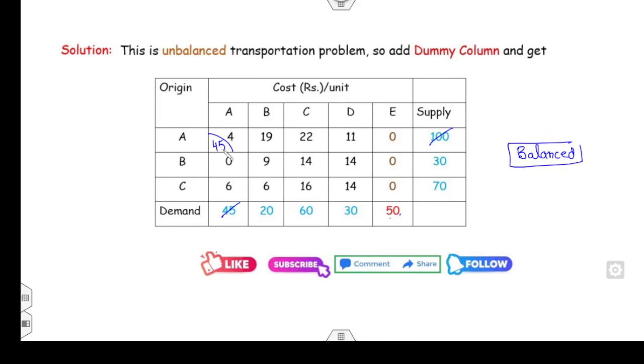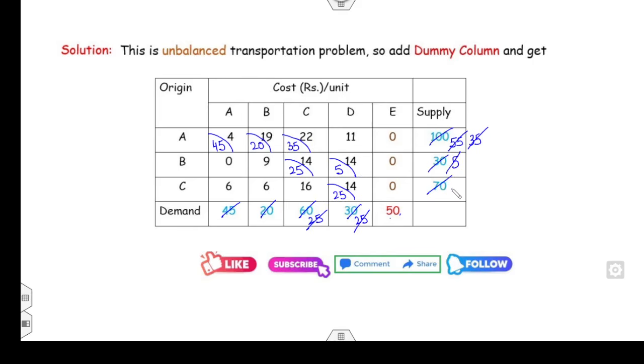Minimum is 45. Remaining element is 55. Next element 20 and 55. This is 20. The remaining is 35. Then next number is 60 and 35. Minimum is 35. Remaining is 25. Next number is 25, 30. This number is 25. Remaining is 5. Next number is 5, 5, and it is 25. Then 25 and 70. Its minimum is 25 and this number is 45.